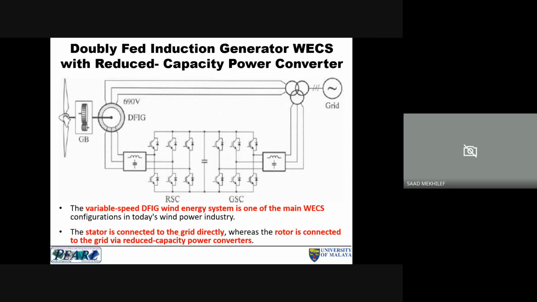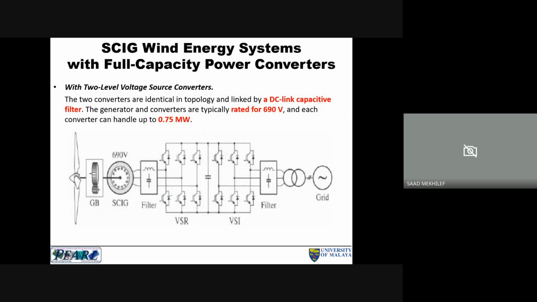The stator is connected directly to the grid, as you can see here, and the rotor is connected to the grid via a reduced capacity power converter. But recently we also have converters with full power, meaning we are talking about 10 megawatts or 50 megawatts being driven by these converters. This is a full capacity power converter.